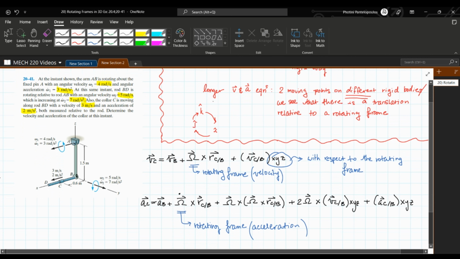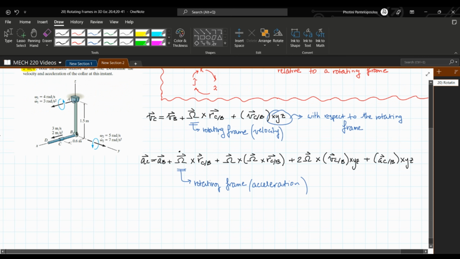So right off the bat, we can see that we will be needing the longer versions of velocity and acceleration because we're asked to find the velocity and acceleration of this collar that's moving away from the rod AB. So we know that it's a translation occurring relative to a rotating frame, and that rotating frame is AB, and then also the y-axis that's rotating that way.